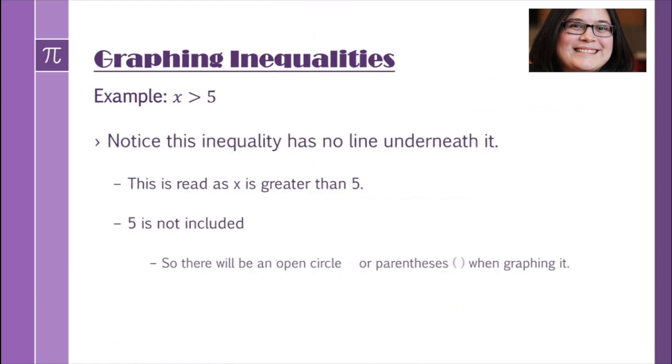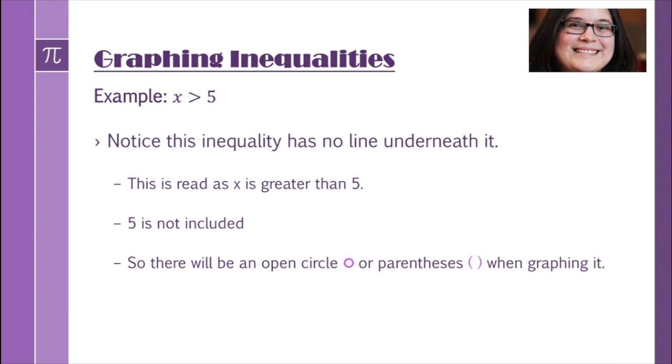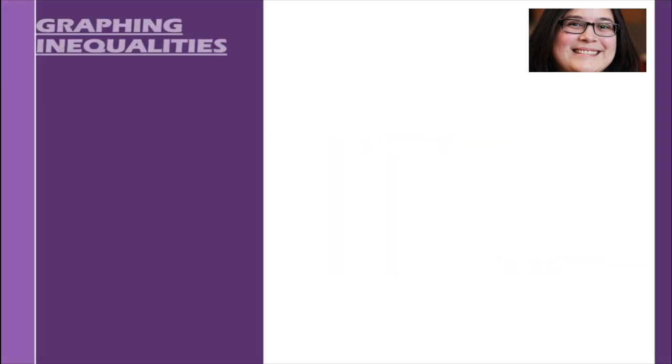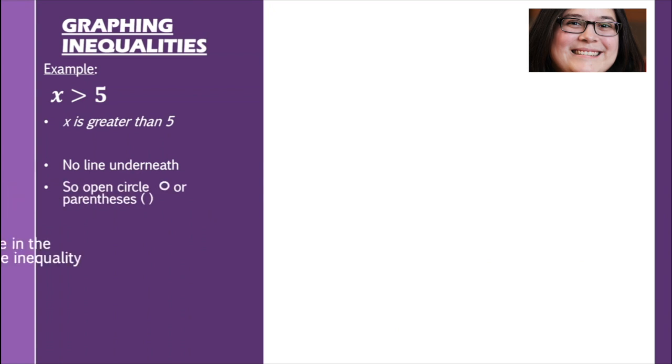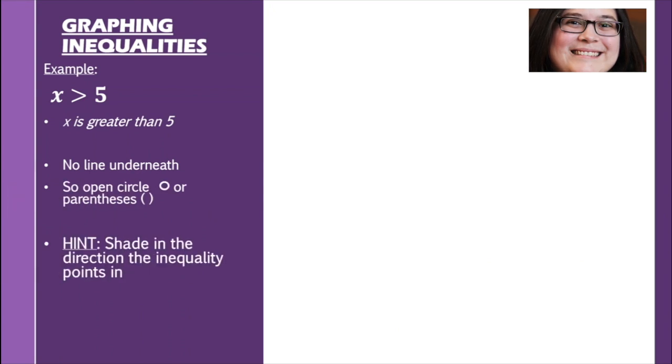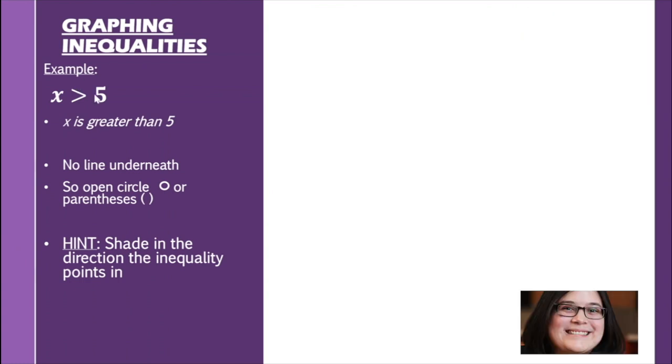Once again, notice there is no line underneath it, so 5 is not included. There will be an open circle or parentheses when graphing it. And we're going to go graph it right now on the next slide. We're still going to keep in mind that our inequality, which says x is greater than 5, is not going to have a line underneath it. So we're going to have an open circle or parentheses. And we're going to shade this time to the right because that's the way the inequality is pointing.